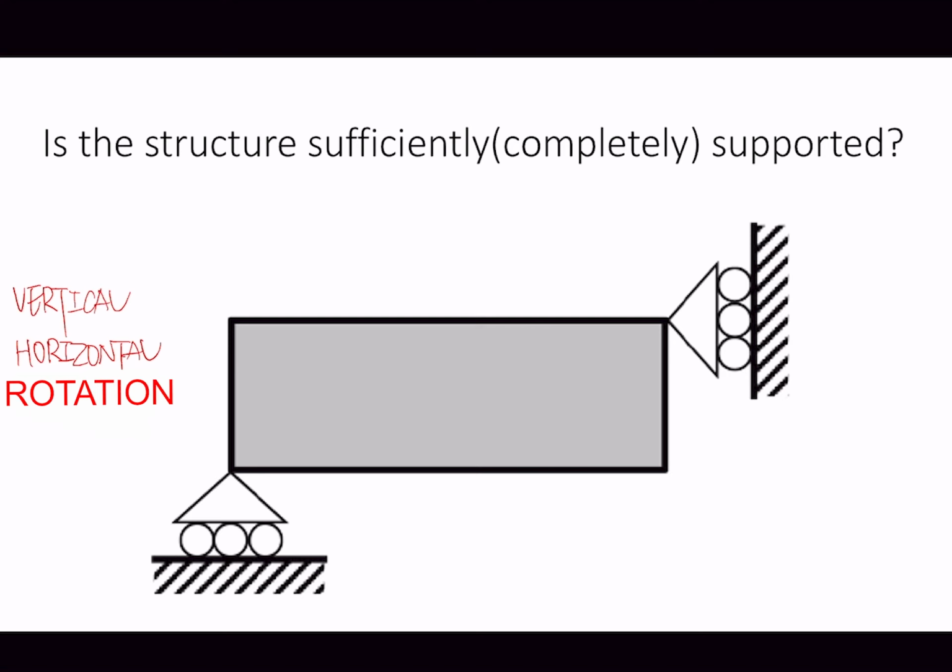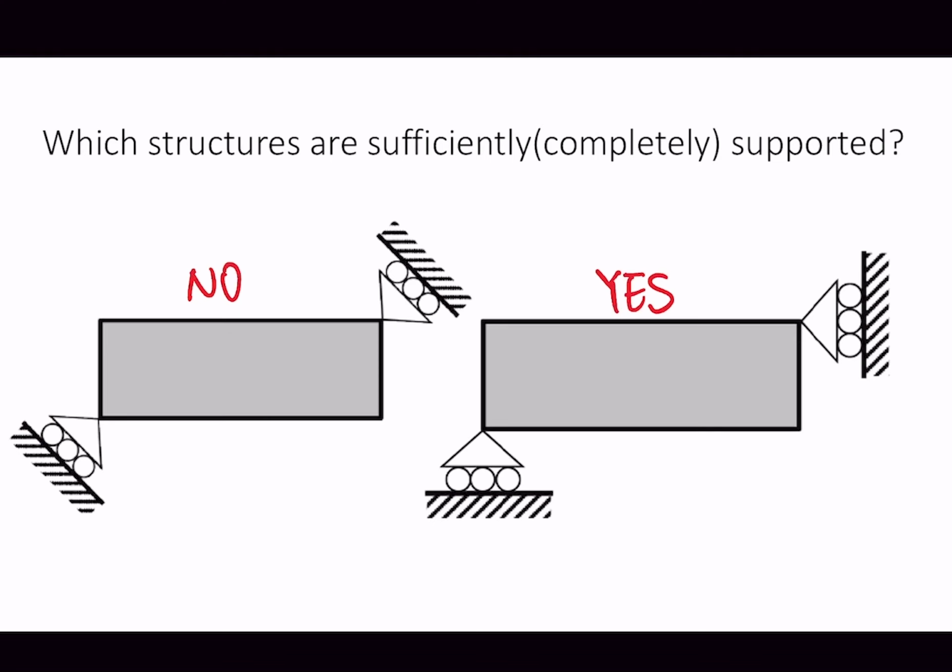The structure has roller supports that are perpendicular to each other, and therefore there is no movement in the x or y directions. Since the two supports are at different locations, there will also be no rotations. Thus, the structure is sufficiently supported. So in summary, the left structure is not sufficiently supported and the right one is sufficiently supported.